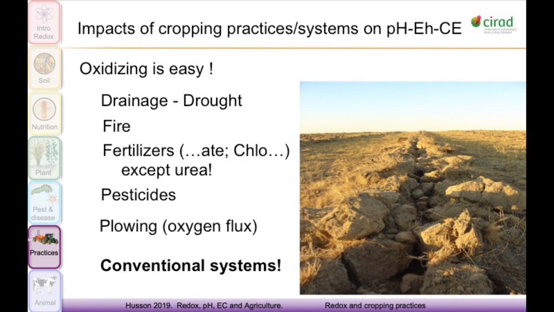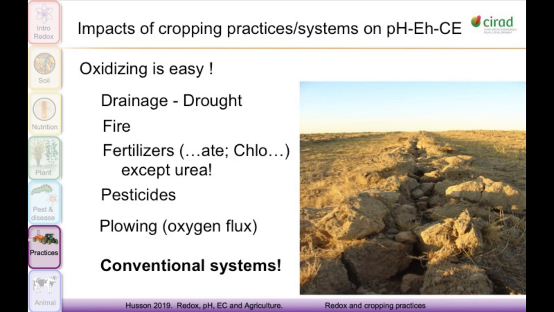Fertilizers, everything in 8, chlorate, sulfate, nitrate, it's the oxidized form. Everything with chlorine in it is very oxidizing. Only urea is reducing. The pesticides, almost all of them are oxidizing. And plowing, you inject oxygen in the soil, so it's oxidizing. It's much worse than this. Anyway, all this is the conventional system.